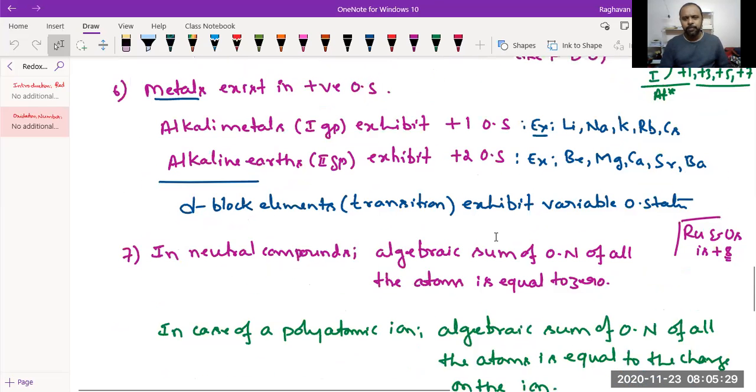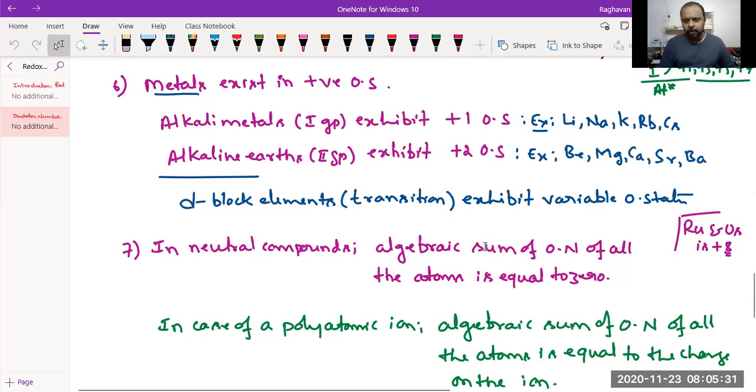When it comes to metals, first group elements are always +1, sodium, potassium, rubidium and all. Second group elements, alkaline earth metals, will always be +2, beryllium, magnesium, calcium and all. So these things.